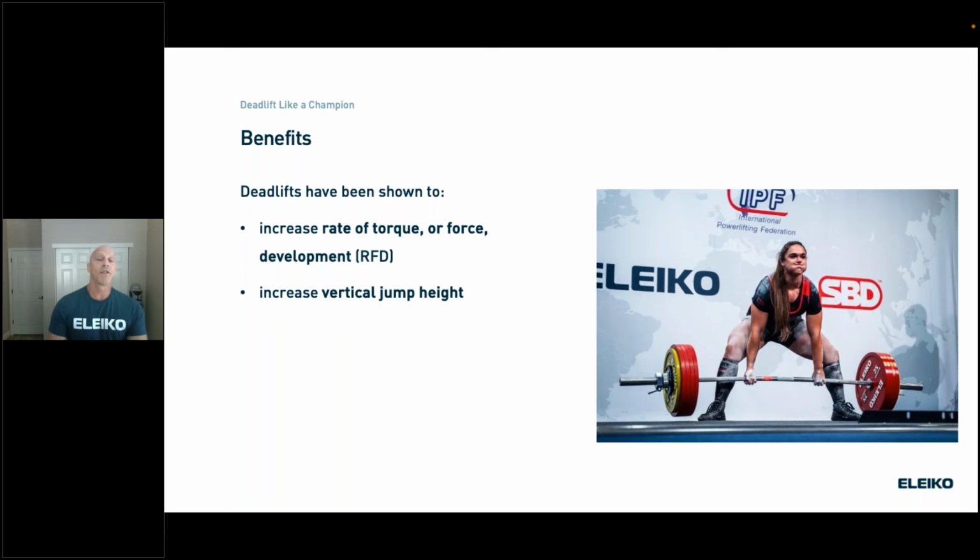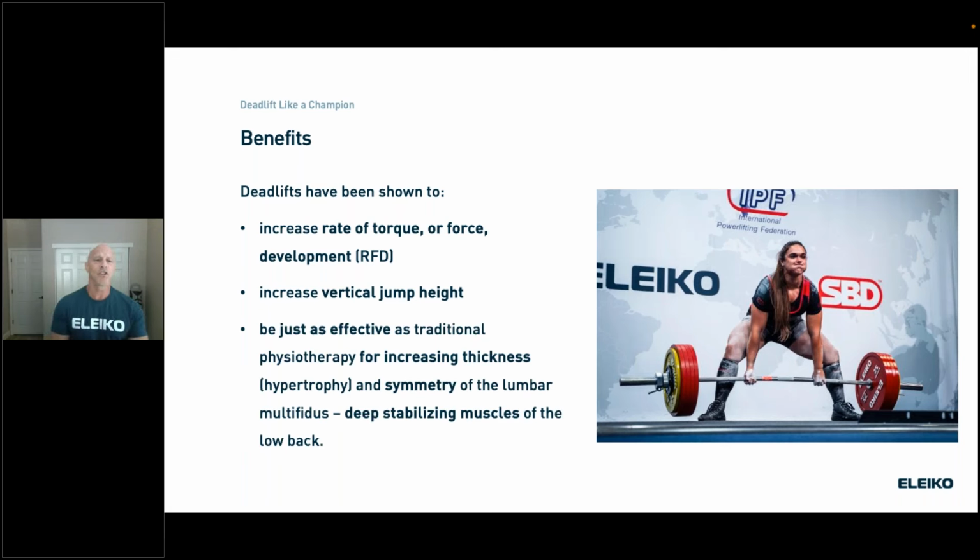On the other side of the coin, from more of a physiotherapy standpoint, deadlifts have been shown to be just as effective as any form of traditional physical therapy treatment for increasing the thickness, or hypertrophy, as well as the symmetry of some of the lumbar stabilizing muscles, specifically the multifidus muscles, which has been shown in research. These are smaller muscles that stabilize each segment of the spine, especially in the lower back. The hypertrophy is vitally important, but it's the symmetry that becomes extremely important. That's why doing a deadlift with proper form can have a tremendous impact on these deep stabilizing muscles, which can be great for the prevention of low back pain.